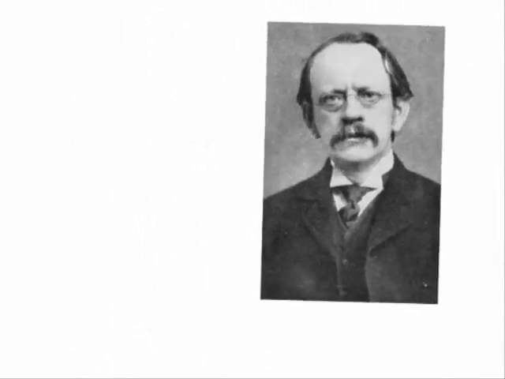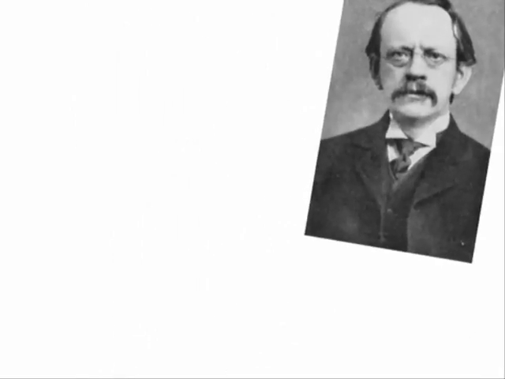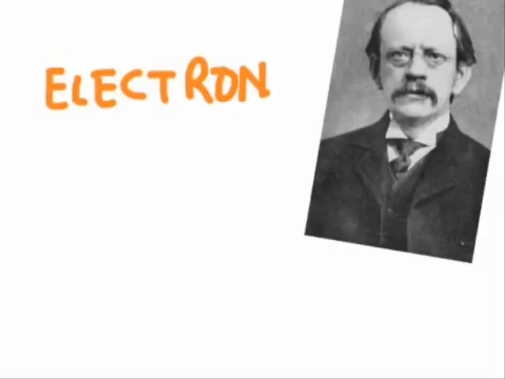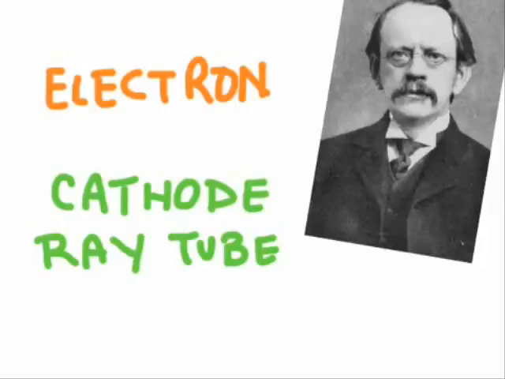He was another English scientist who worked in the late 1800s. Thomson discovered that the atom could be divided, and he discovered a negatively charged part of the atom called the electron. J.J. Thomson worked with a device called the cathode ray tube, also known as a Crookes tube.